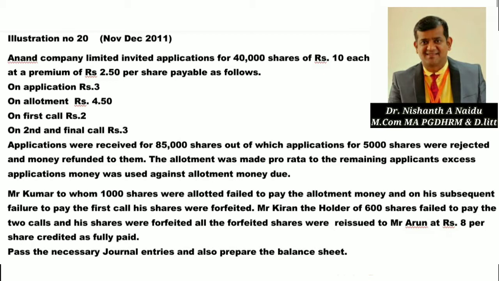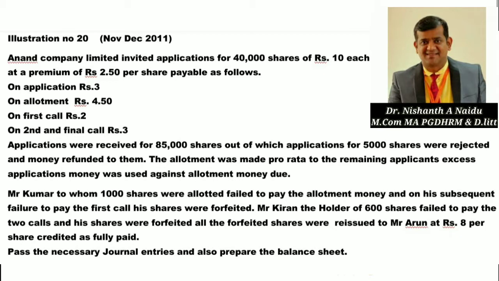Mr. Kumar, to whom 1,000 shares were allotted, failed to pay the allotment money, and on his subsequent failure to pay the first call, his shares were forfeited. Mr. Kiran, the holder of 600 shares, failed to pay the 2 calls and his shares were forfeited. All the forfeited shares were reissued to Mr. Arun at rupees 8 per share, credited as fully paid. Pass the necessary journal entries and also prepare the balance sheet.